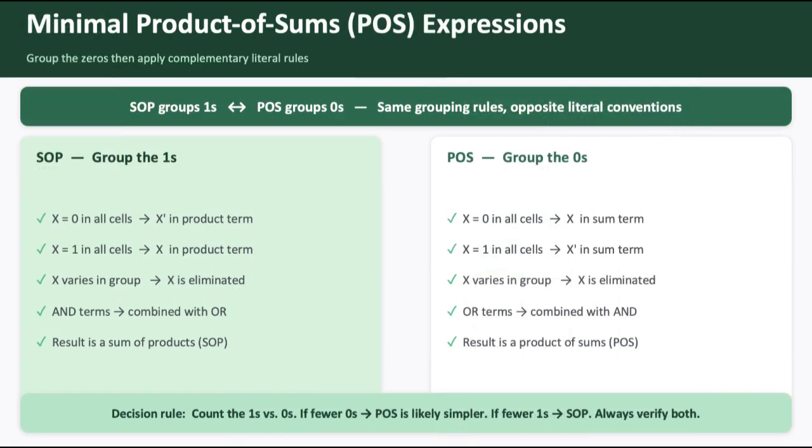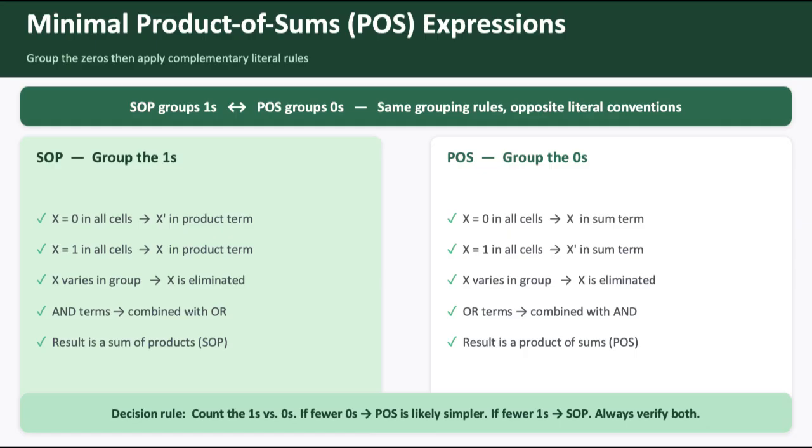Up to now, we have been minimizing sum of products expressions, grouping the ones on the K-map. Now, we turn to the dual problem, minimizing product of sums expressions, which requires grouping the zeros. The duality is exact. Everything you know about SOP grouping applies to POS: the same 5 rules, the same rectangle requirement, the same power of 2 size constraint. The only difference is what you are grouping and how you read the literal.